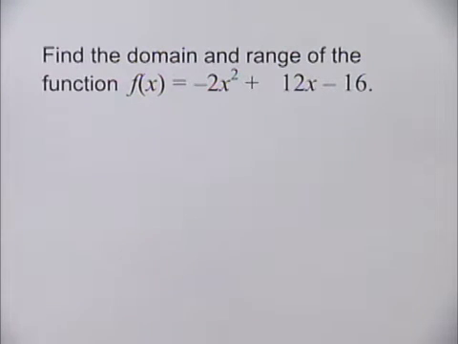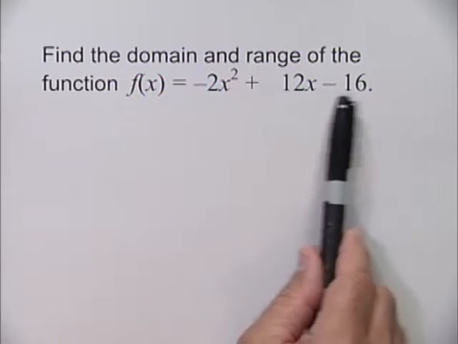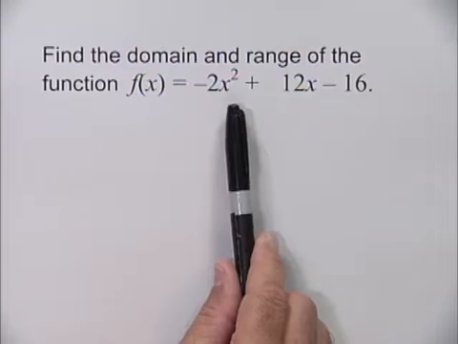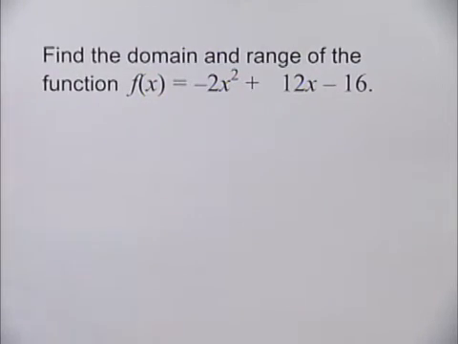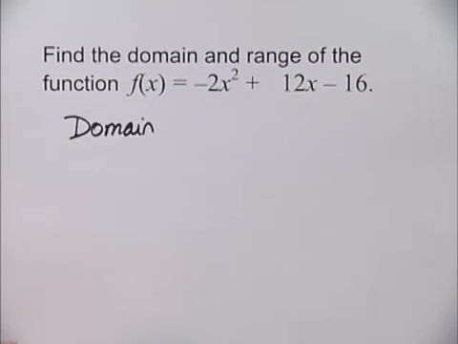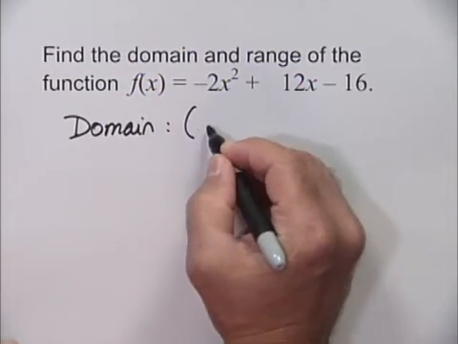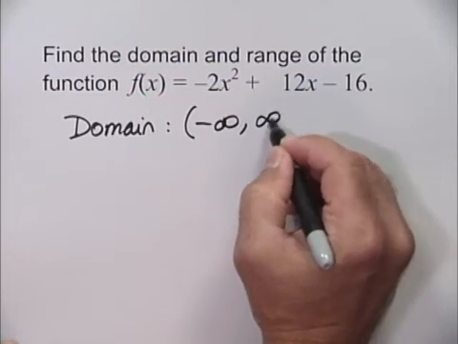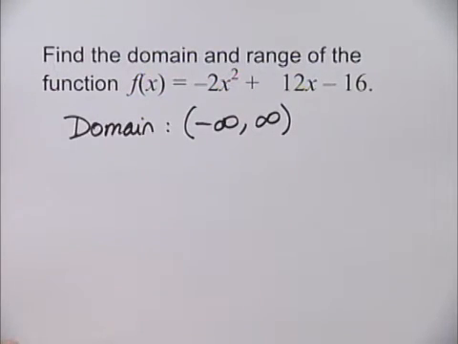Find the domain and range of the function f of x is equal to negative 2x squared plus 12x minus 16. This is a quadratic function, and therefore we know that the domain is the set of all real numbers, or in interval notation, negative infinity through infinity.